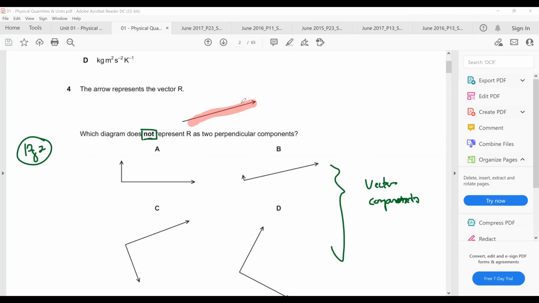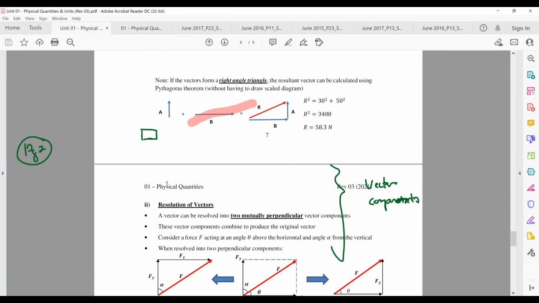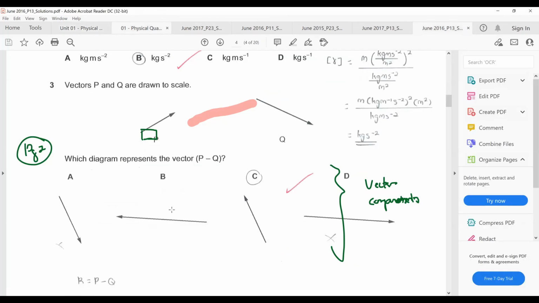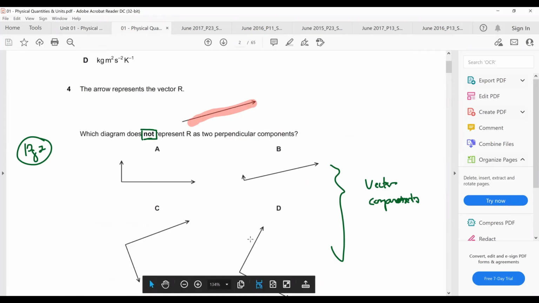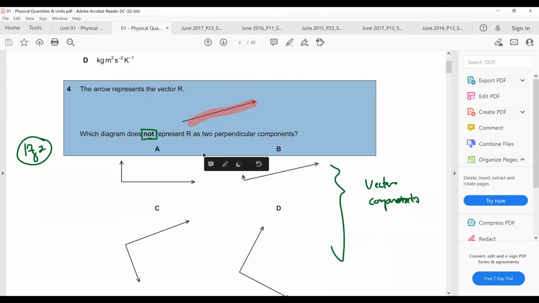All right, this vector, as I mentioned to you earlier in the notes when I talked to you about resolution of vectors, any vectors can be resolved into two perpendicular components such that they will combine together to produce back your original vector. Okay, so the question is asking you, out of these possible vector components choices, which one actually won't give you back this one? That is what the question is asking. Which of these vector component combinations will not give you back R?